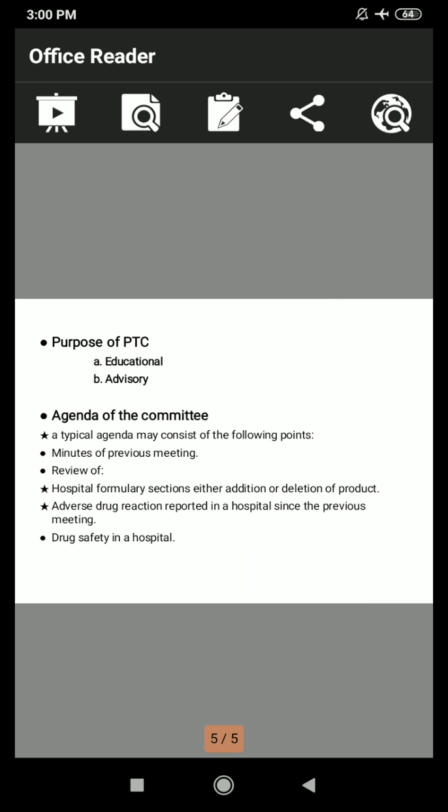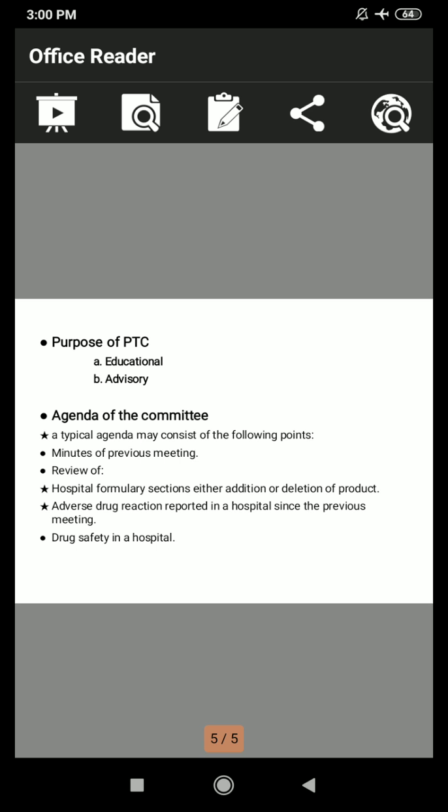Then next is purpose of PTC. The pharmacy and therapeutic committee works with two main objectives or purposes. First is educational and second is advisory. Educational: PTC recommends organizing programs, seminars and workshops to furnish the current development on matters regarding drugs and safe use. Then advisory: PTC emphasizes implementation of policies laid down for the selection, evaluation and rational use of drugs in hospital.